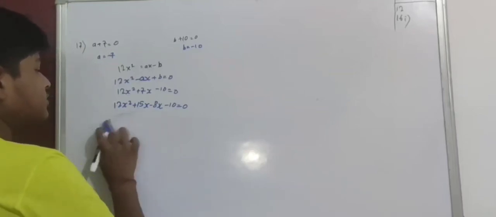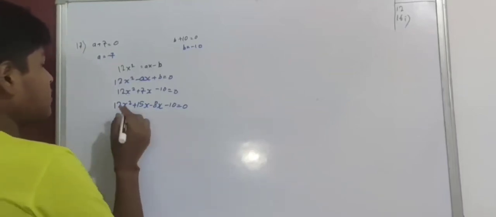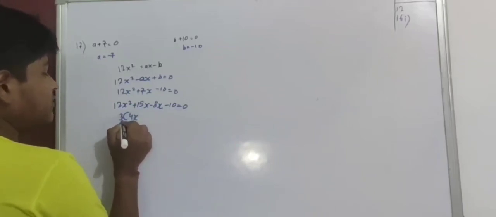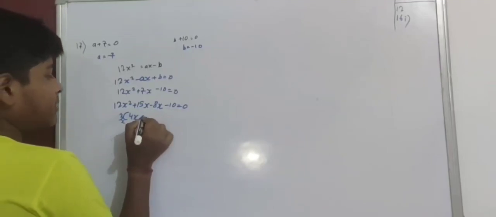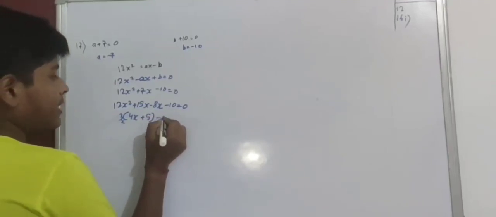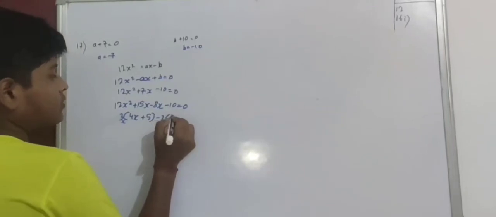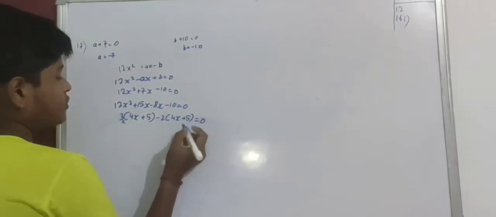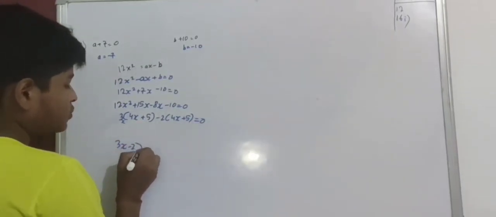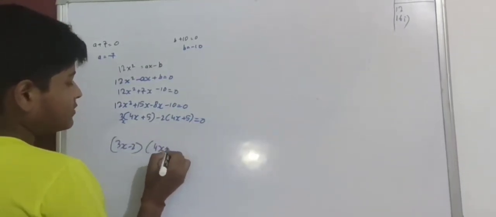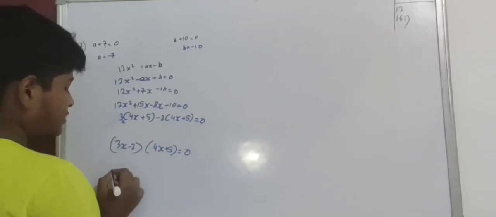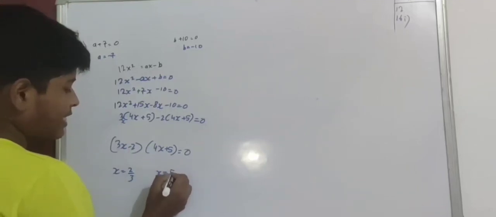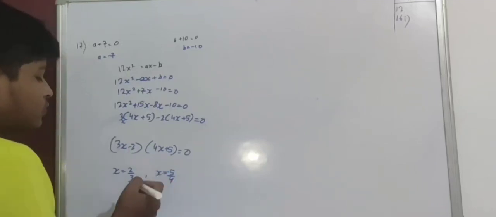so the midterm will be 15x minus 8x. Now grouping these, taking out 3x outside and inside 4x plus 5, and on that side minus 2 will be out, and in the bracket we have 4x plus 5 is equal to 0. Now we have 3x minus 2 on one side and 4x plus 5 as the factors of the above equation. Now solving it separately, we have x is equal to 2 by 3, and on that side we have x is equal to minus 5 by 4 as your answer.